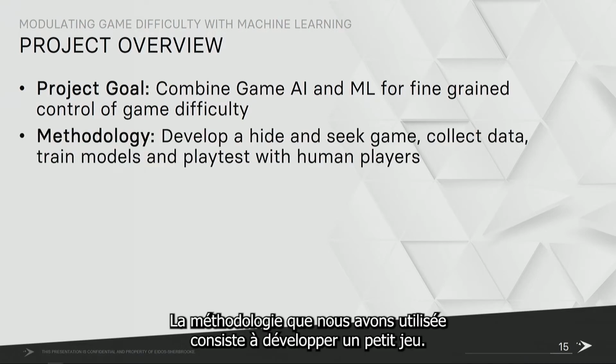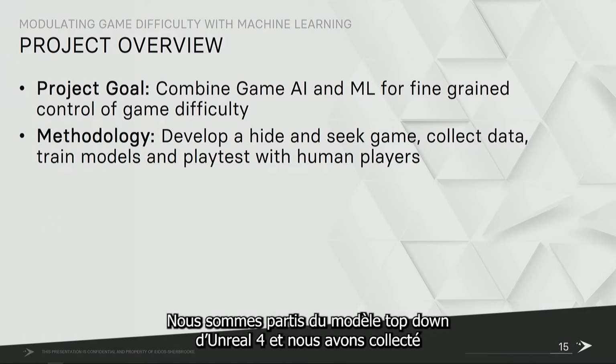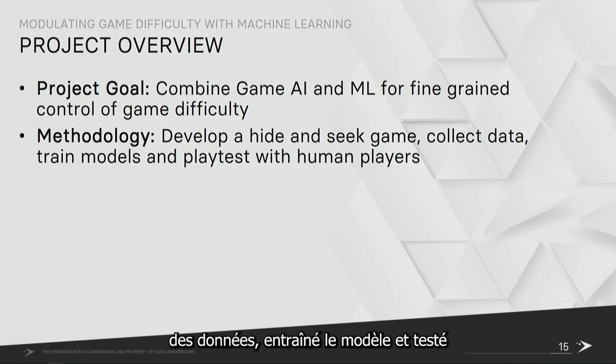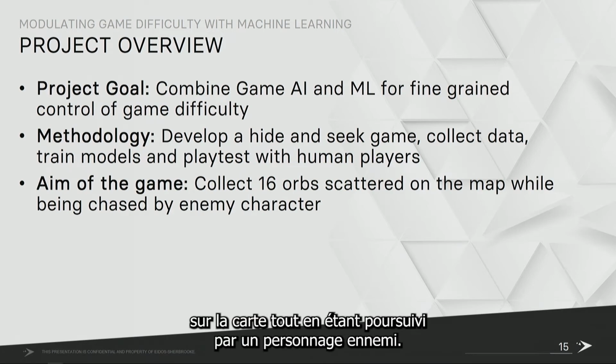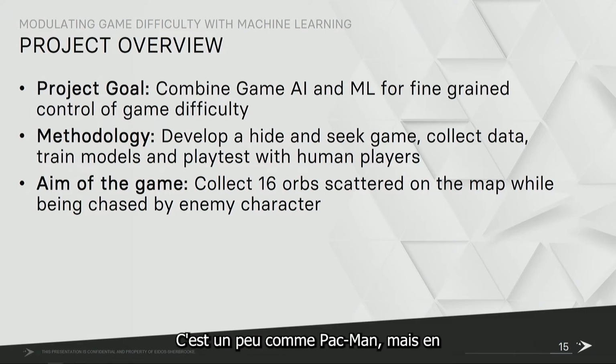And the methodology that we had is that we developed a small game. We started from the top-down template of Unreal 4, and we actually collected some data, trained a model, and play-tested it with actual human players. The aim of the game is to collect 16 orbs that are scattered on a map while being chased by an enemy character. So it's really like Pac-Man, but point and click and on a 2D map.